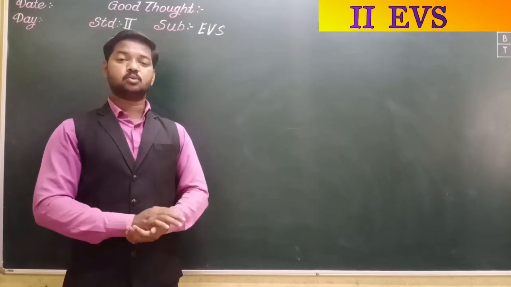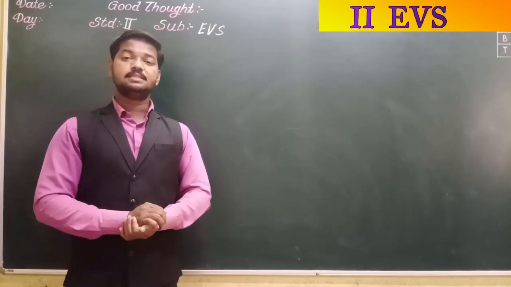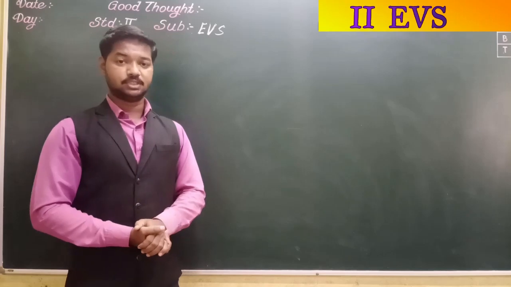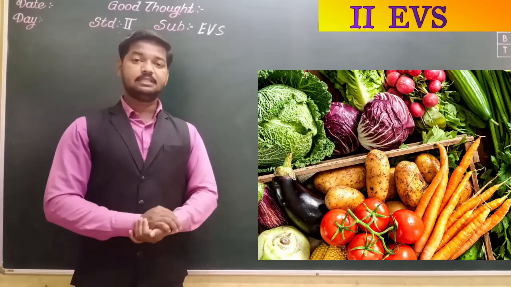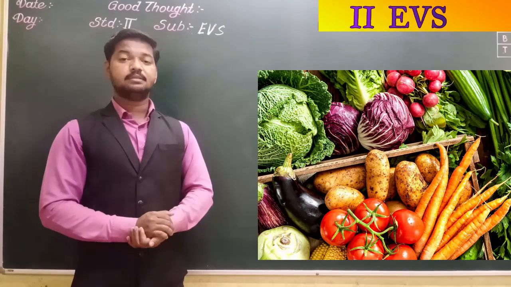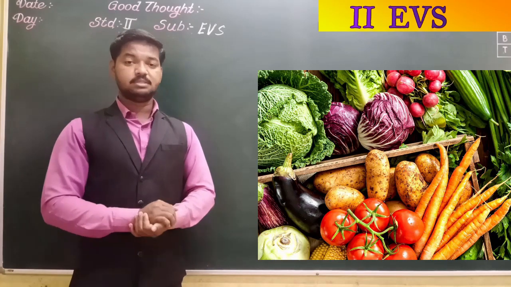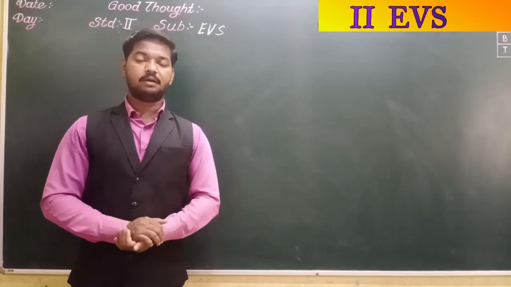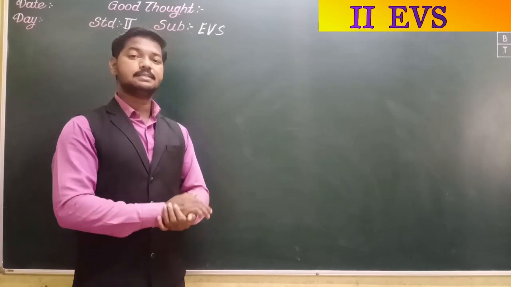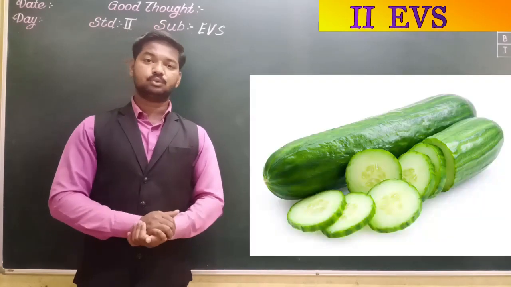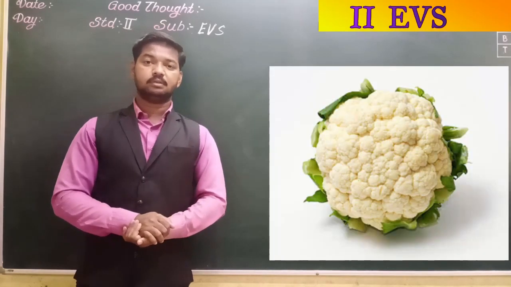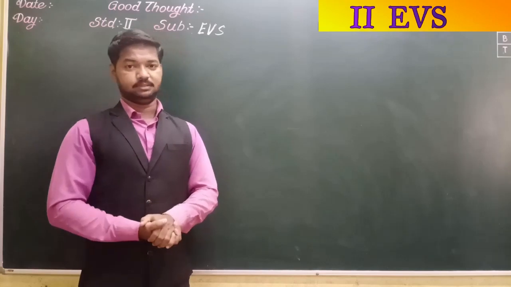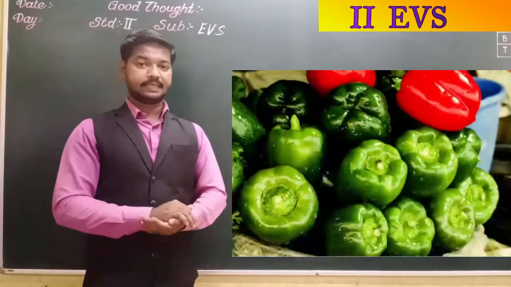Plants and animals are sources of food, but plants are the main source of food. Plants provide us food such as vegetables. We eat some vegetables raw, meaning without cooking, but mostly we eat vegetables after cooking. Vegetables eaten raw as salad include carrot, cucumber, tomato, cauliflower, etc. Some are cooked before eating, like brinjal, pumpkin, capsicum.